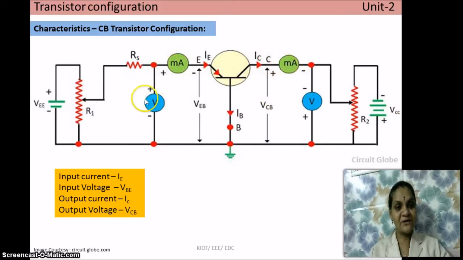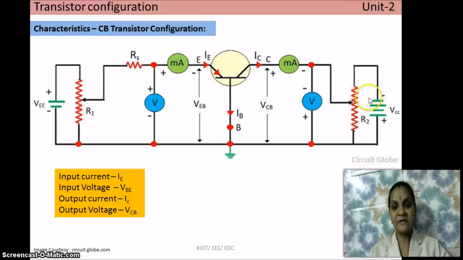The polarity of these meters is normally represented according to the voltage source and current flowing direction. This voltage source VEE has top positive, bottom negative. This voltmeter also has top positive, bottom negative, because this voltmeter is normally used to measure the voltage across the wiper contact and the ground terminal. So this is the voltage the voltmeter is going to observe. And this ammeter is normally used to measure the current flowing through this line. The current will flow in this direction, so entering is positive, leaving is negative, so that's why the polarity is here.